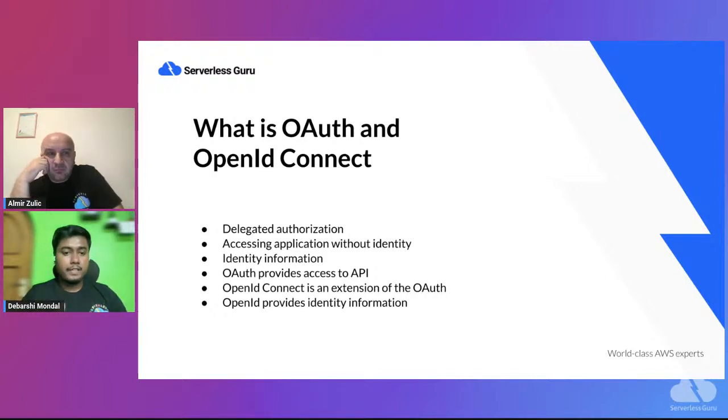But OpenID requires an ID token, which is a form of JWT token. That ID token contains all your information, your name and everything, in OpenID. But OAuth is basically just the access token and how to obtain an access token.